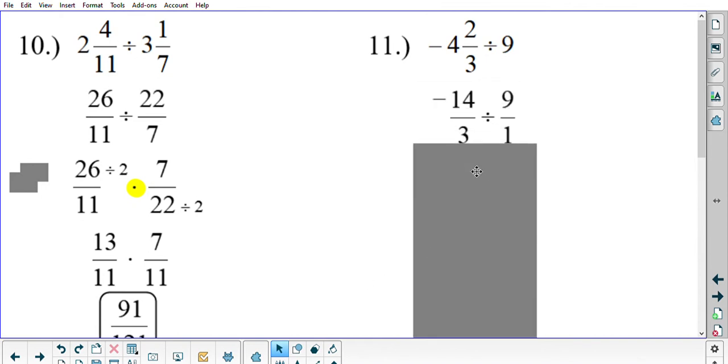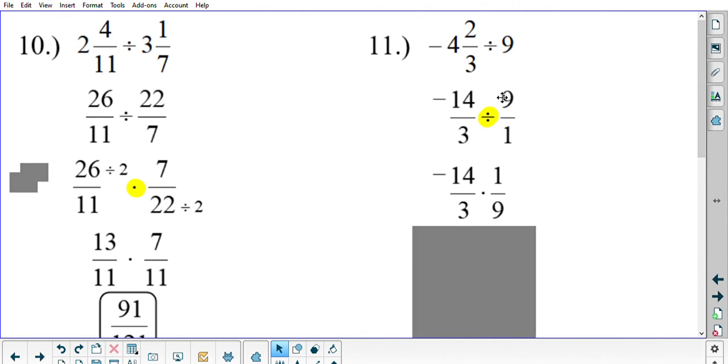And the last one, problem number 11. Did you make the mixed number an improper fraction? 3 times 4 is 12, plus 2 is 14. Keep the negative in front or up in the numerator. Don't forget the whole number of 9. You need to make that an improper fraction as well, 9 over 1. Notice there is still division in between because we did not do the reciprocal part yet, which is what I'm going to do now. Division is the same as multiplying by the reciprocal.